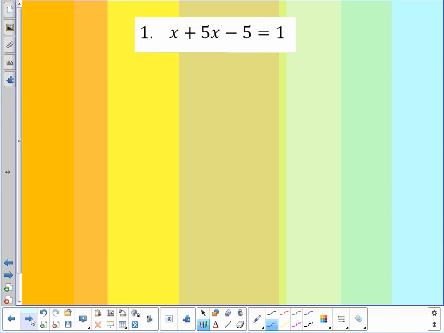So in number 1, I have the equation x plus 5x minus 5 is equal to 1. So the first thing that I want to do is look for any distribution. And when I look for distribution, I'm looking for sets of parentheses. Now in this case, I don't see any sets of parentheses, so I can skip that part. But I do see some like terms.